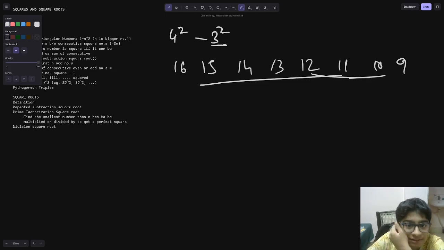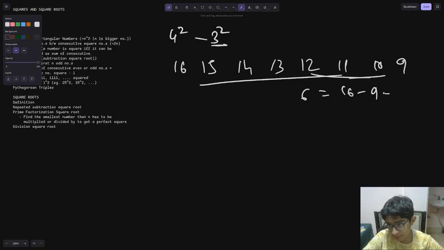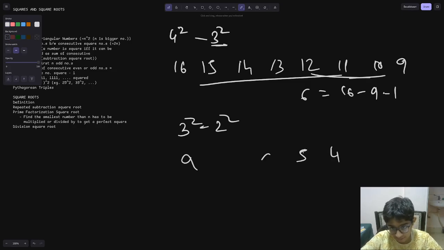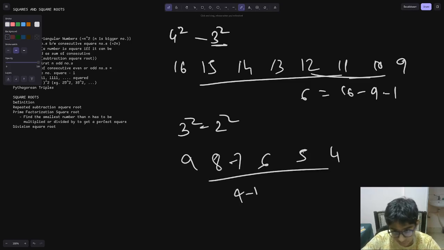So I'm going to take this number as n square. Okay, let me show you what's going on here. Between 16 and 9 there are 6 numbers, which is equal to 16 minus 9 minus 1. And the other way you can do it is, let's take another example. 3 square minus 2 square. Now this is 9 and 4. 9, 4, 5, 6, 7, 8. Now how many is this? 4, which is 9 minus 4 minus 1, is equal to 4, right? So the number of numbers in between two consecutive square numbers is the difference of the squares minus 1.